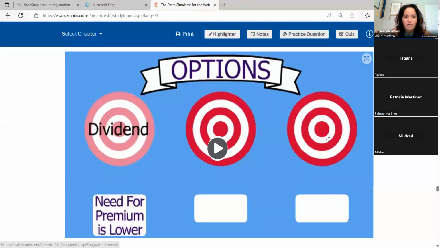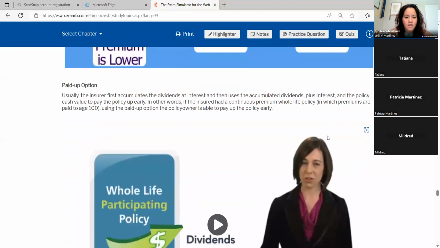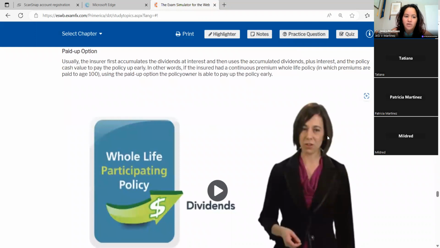That was basically a summary of what we've seen. So now we have paid up option. Usually the insurer first accumulates the dividends and interest and then uses the accumulated dividends plus interest and the policy cash value to pay the policy up early.